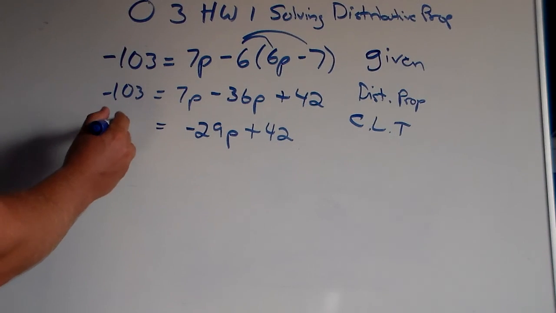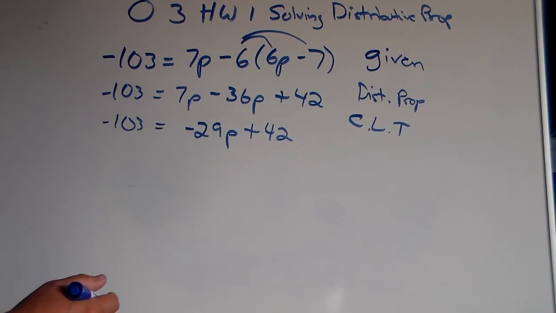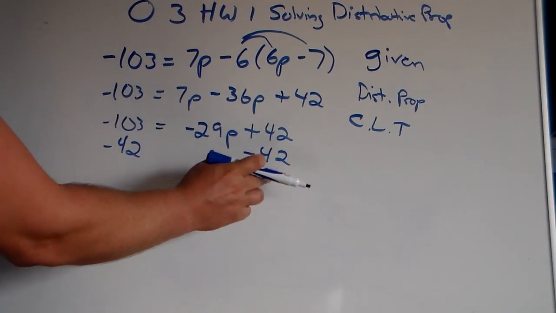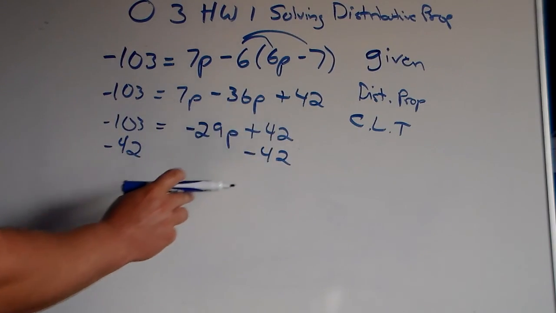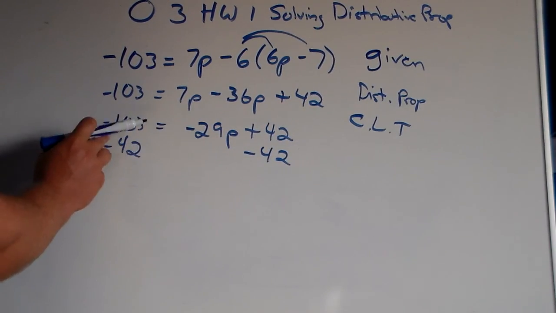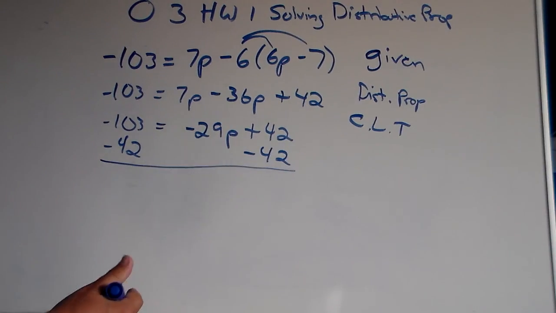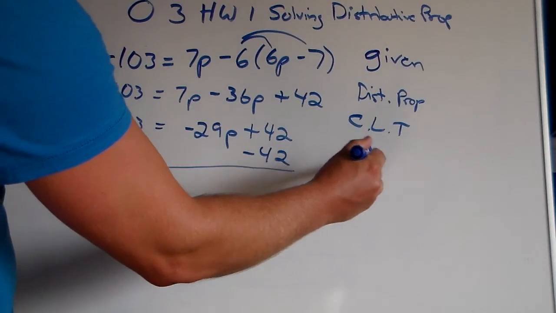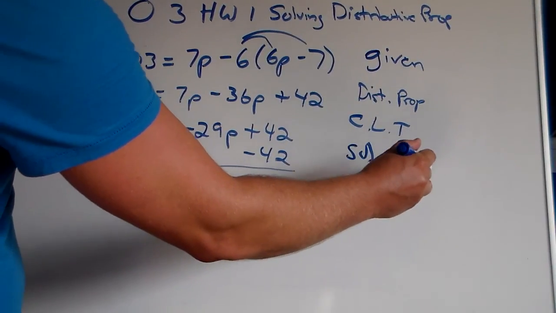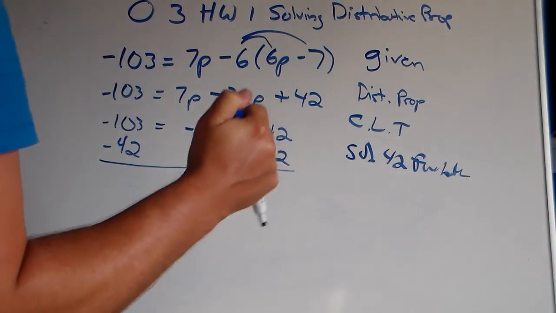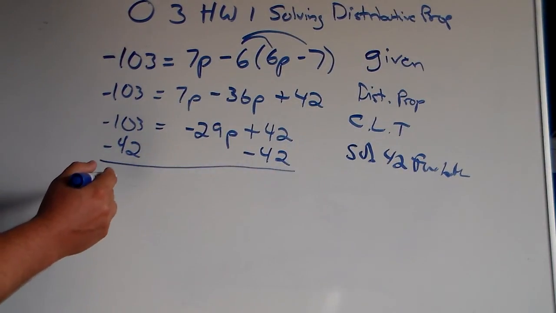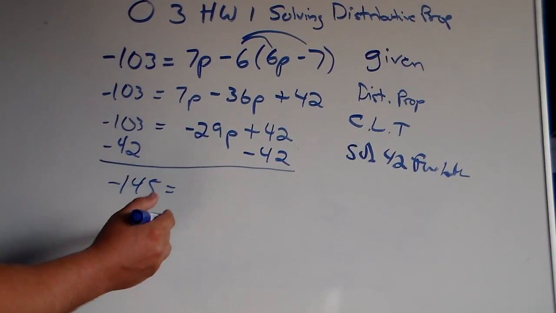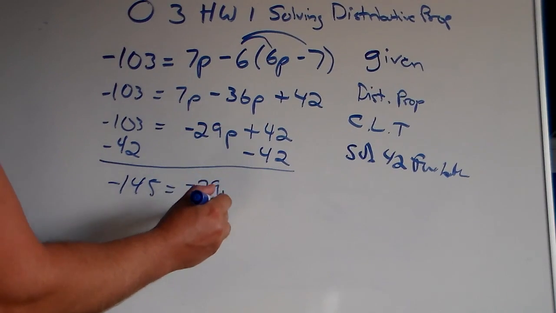We carry down the equal sign, carry down the 103. Next up, we have to subtract 42 from both sides. The reason I subtract 42 is because I know 103 and 42, when I move it over to the other side, we're going to have like terms. That's why I use that inverse operation of subtracting 42. So we subtract 42 from both sides of the equation. So we have negative 103 minus 42, which is negative 145, is equal to negative 29p.